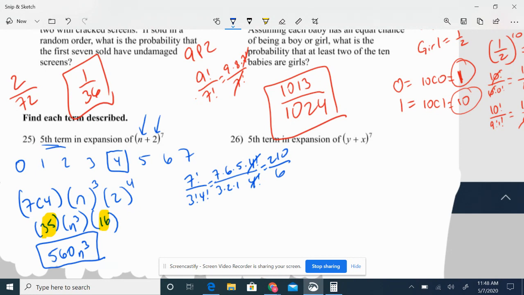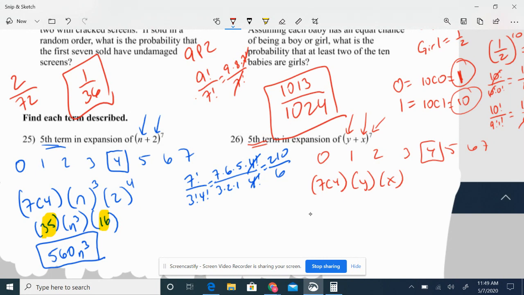For number 26, let me switch to red. That way we don't get confused. Starting at 0, I'm going to count to 7. So 0, 1, 2, 3, 4, 5, 6, 7. I'm asking which one's the fifth term. So I'm going to do 7 choose 4. My two terms are y and x. You guys see my y, my x. Notice on my x I wrote it positive. Keep the sign that is in front of it. Now, 7 minus 4 is 3. And then here I have a 4.